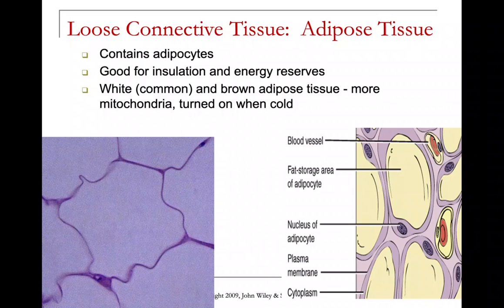Another type is adipose tissue. It has your adipocytes, which are the fat cells. It's good for insulation and energy reserves. We have white fat, which is your common fat, and then brown fat, or brown adipose tissue. It has more mitochondria, and it gets turned on when it's cold.